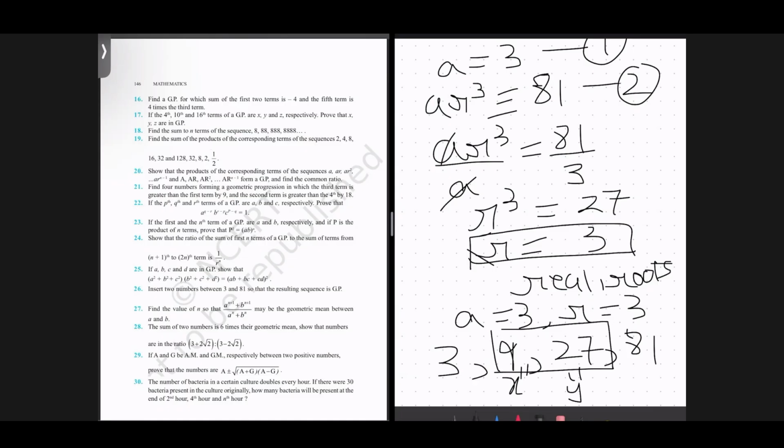These are the two terms that you are going to insert between 3 and 81, so that this entire sequence becomes a geometric progression.